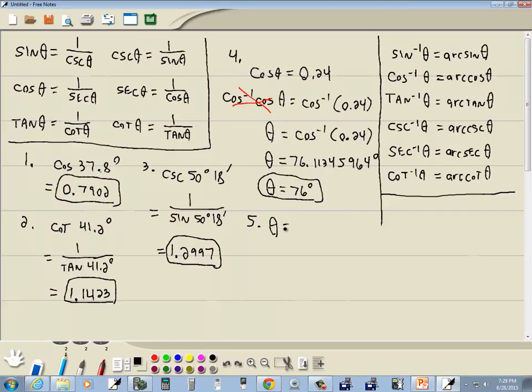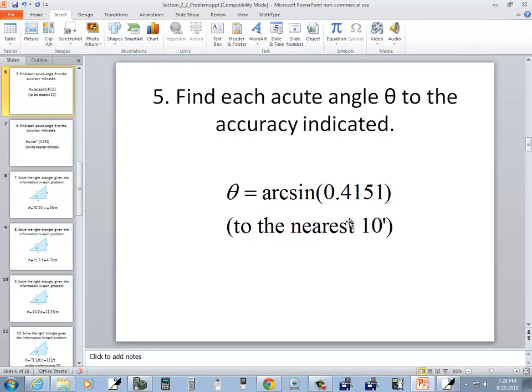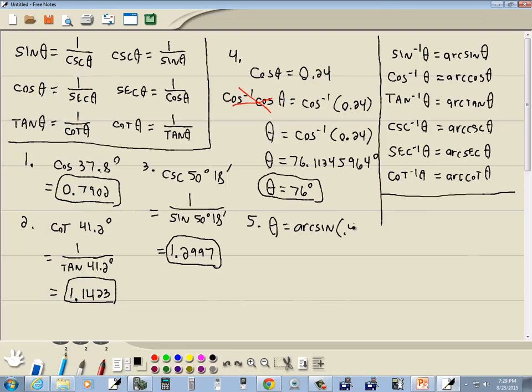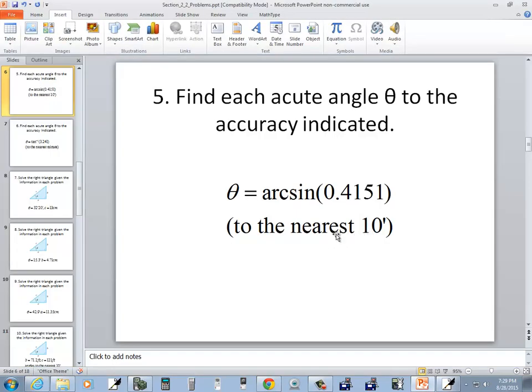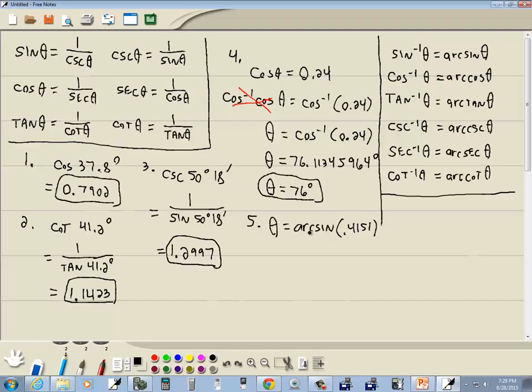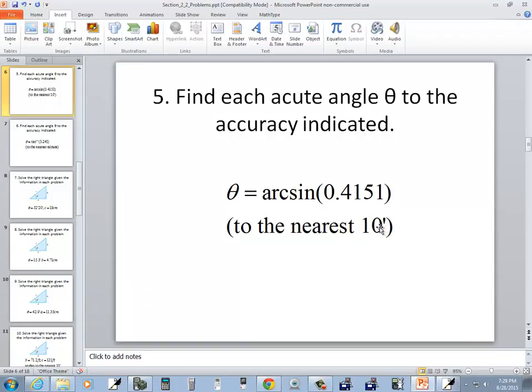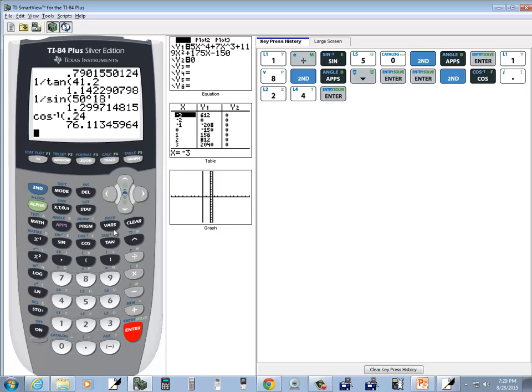Okay, so this problem, we got theta is equal to arc sine of 0.4151. We'll get down to this nearest 10-minute mark here in a second. Now, we don't have an arc sine on our calculator, but I could rewrite that as the inverse sine of 0.4151. Now, specifically, it's asking us to put it into minutes, nearest 10-minute mark, which means we want degrees, which we're already in degree mode, so we're fine there. So let's go type this in.